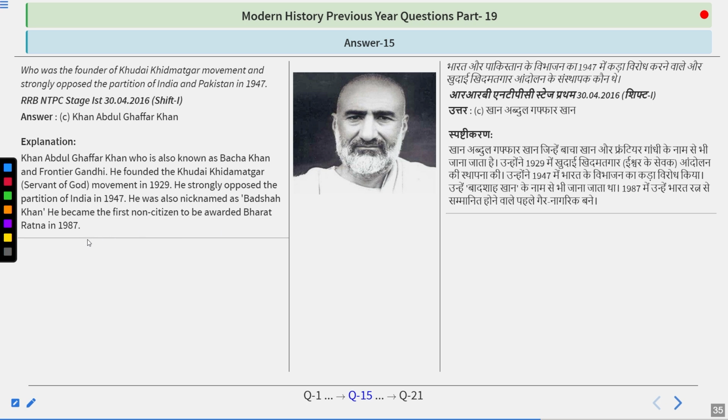The Khudai Khidmatgar movement was also known as the Red Shirt movement or Lal Kurti Andolan. He is known as Frontier Gandhi because of the principles that he followed at that time and the places in which he was propagating those things, which was the frontier. Because of these two things, he was famously known as Frontier Gandhi. So remember, the answer is Khan Abdul Ghaffar Khan.